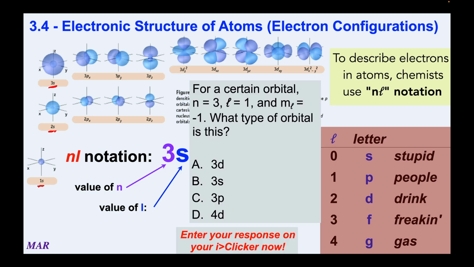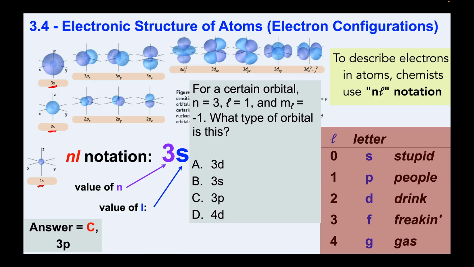Kind of cool. So here's an orbital. We have n equals 3, l equals 1, m sub l equals minus 1. The question is, what type of orbital is this? So we'll use the nl notation. The number will start with 3, because that's what n equals 3 is. And l equals 1 means it's a p subshell. So we would call this a 3p subshell.